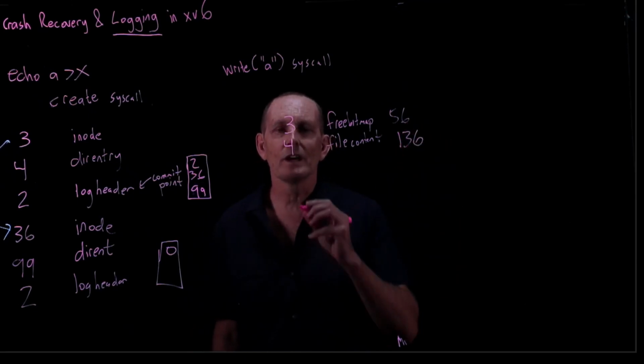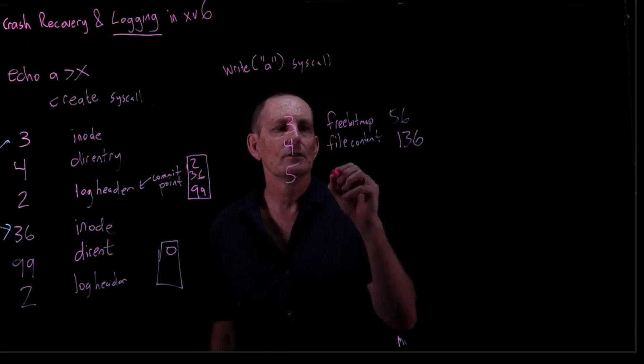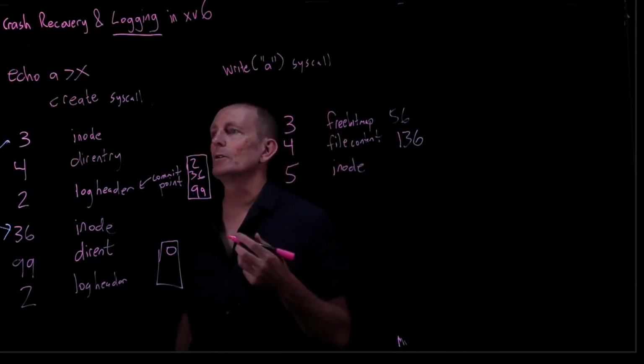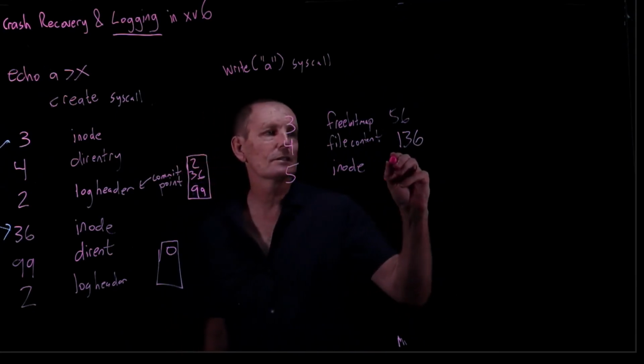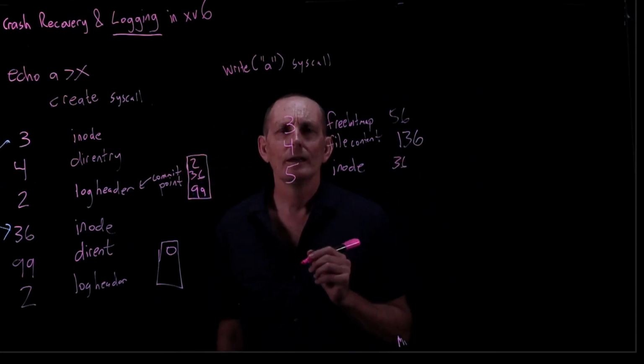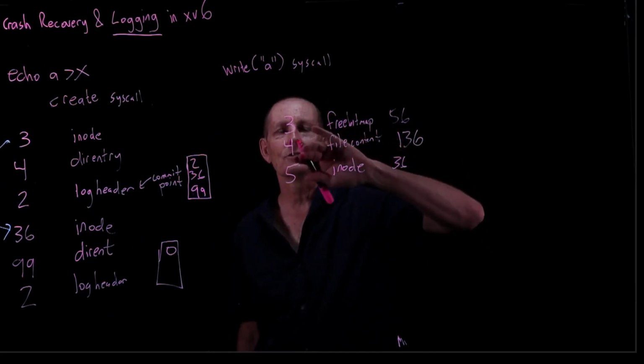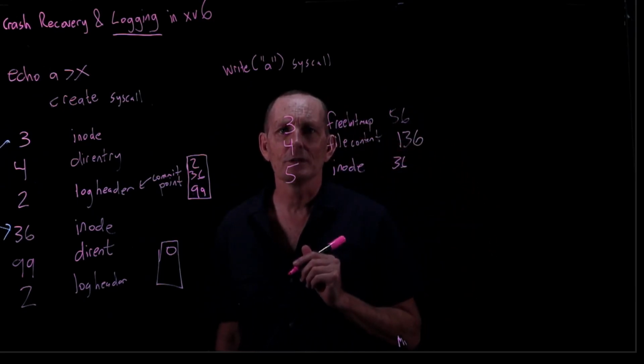And then what have we got to write? Well, we've got to update the inode, right? Because we've got a size in the inode that is now 1 instead of 0. So the inode was 36. And this is just commentary on this. We're actually just writing these blocks 3, 4, and 5. This says what's in it.